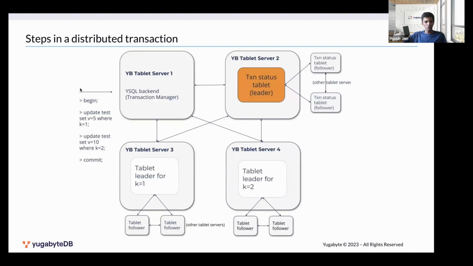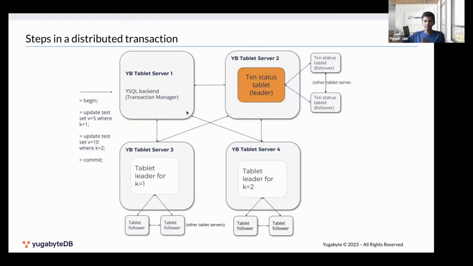So let's assume a client is issuing a simple transaction wherein begin, a few update statements, and commit. The client connects to some node which has the YSQL. Let's assume we are in YSQL land, Postgres. So it connects to some backend, which is a transaction manager. It coordinates all the stuff across the cluster, like issuing writes, creating transactions, etc.